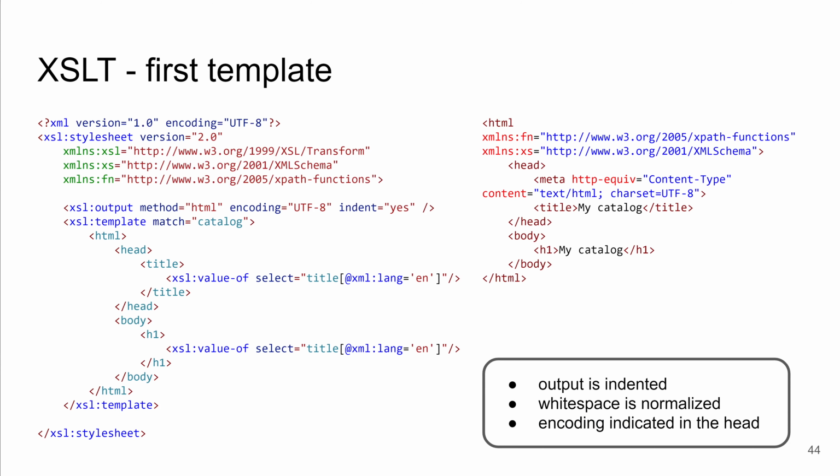So another thing to note is that the output is indented. White space is normalized, so you may notice that in the style sheet we have the title start tag, then we have a new line and some indentation, then we have the XSL value-of element, and again a new line and some indentation, and we end the title element. So for the HTML output, this white space gets normalized as part of the indentation. If the output method was text, all this white space, including the new lines and the indentation in the style sheet, would get outputted as is to the output.